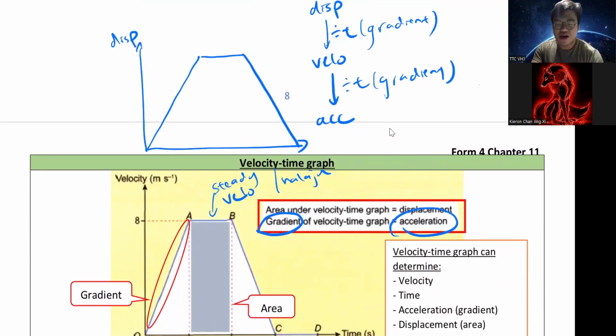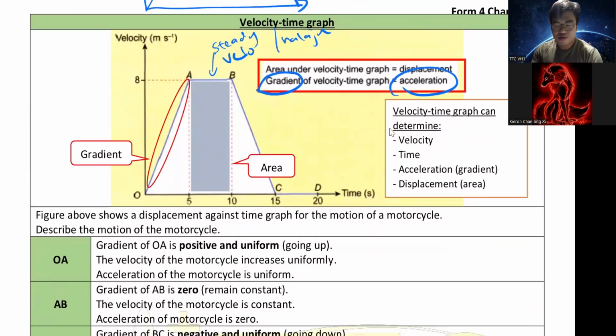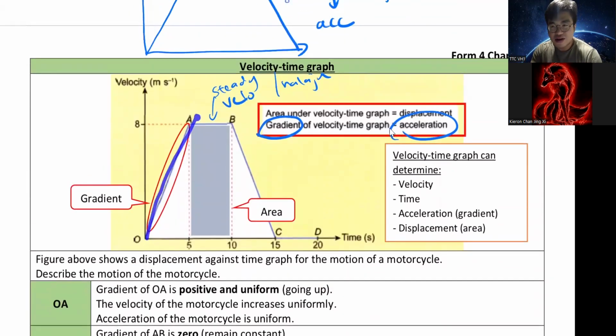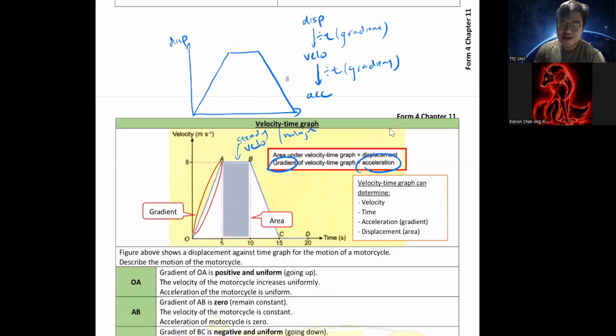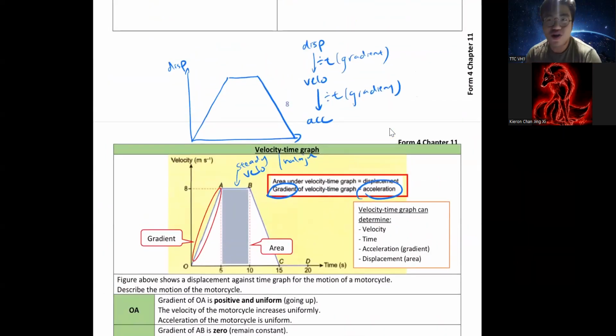For your sasaran graph, the car goes steady speed forward, not moving, then steady speed backward. This is steady speed moving, right? Becoming faster, stay, becoming slower. They still move forward, still moving forward. See the difference? This is where things get a little bit confusing.